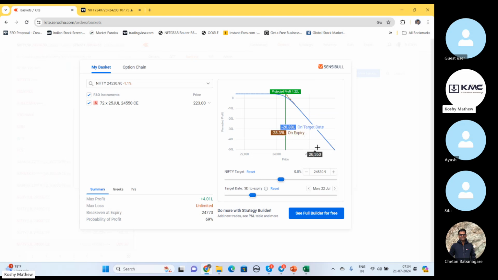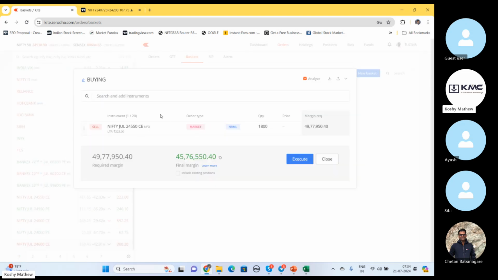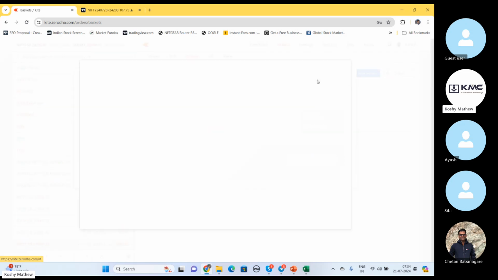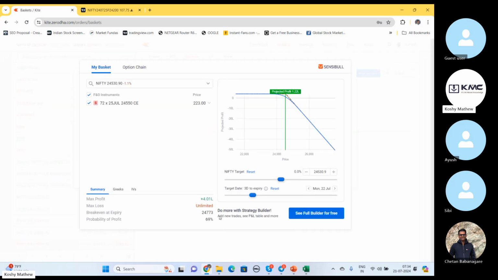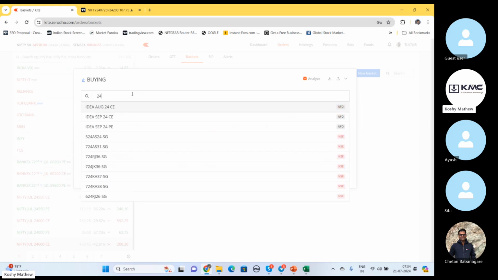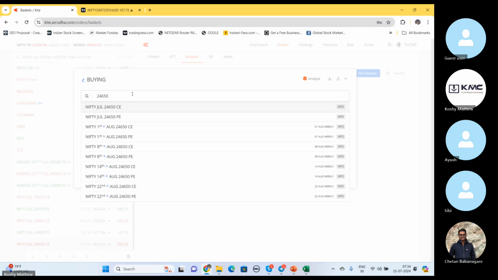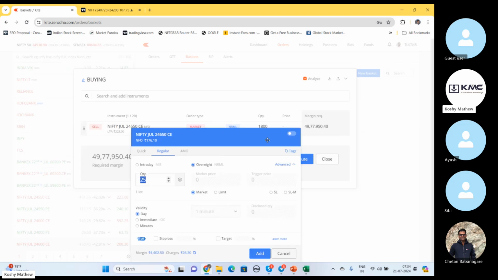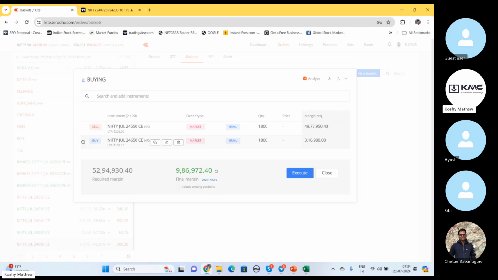In the same way, I'm expecting Nifty will not cross 24,800, or 24,773. Instead of a naked call, I'll hedge the call. How will I hedge? I'll buy a call 100 strike price above the current strike price. Same quantity, 1800, I will buy. From 52 lakhs, now the margin went down to 13 lakhs because I hedged it.